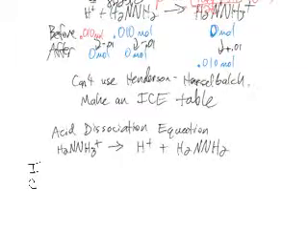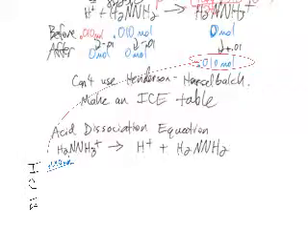Ice tables are worked out in units of molarity, not numbers of moles. So to get the molarity, we're going to take the 0.01 moles of the weak acid we had at the end of the reaction to completion, and we're going to divide it by the total volume at that point.